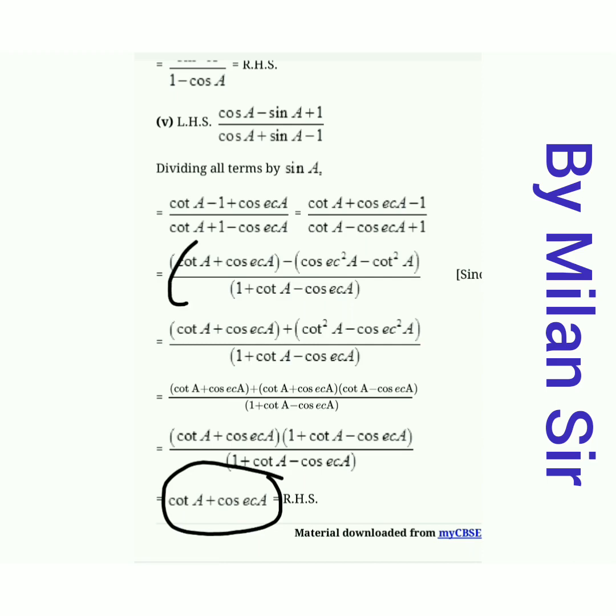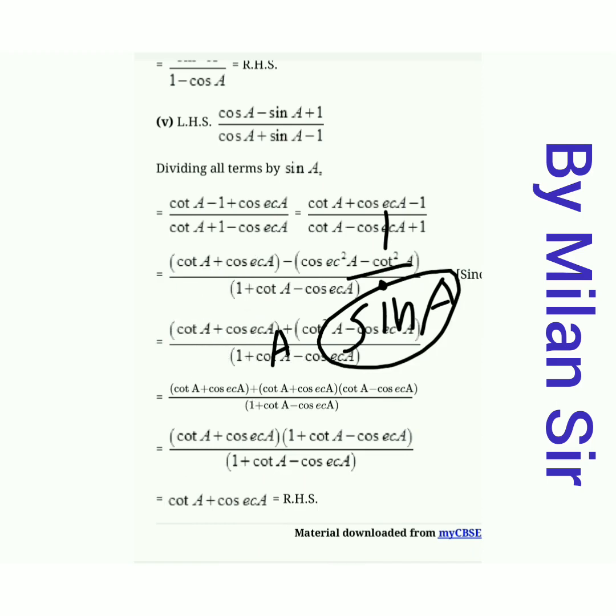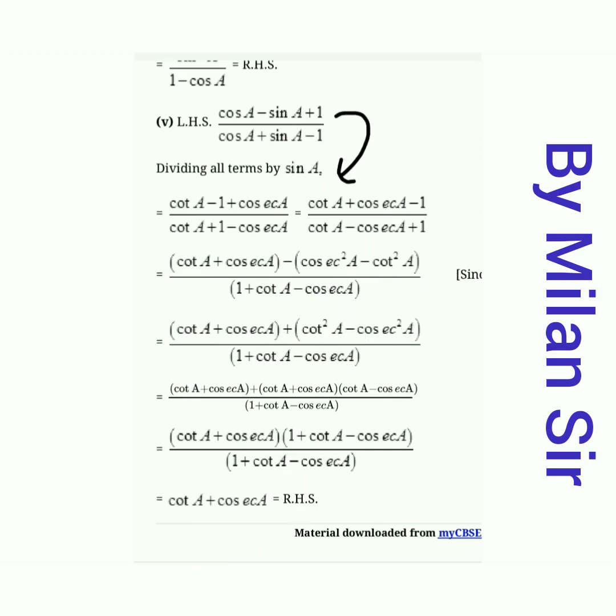Formula of cot A is equal to cos A upon sin A, and formula of cosec A is 1 upon sin A. Now both these terms, cot A and cosec A, have sin A as the denominator. So in the denominator we want sin A. So here we need to convert our left hand side in terms of cot and cosec A.